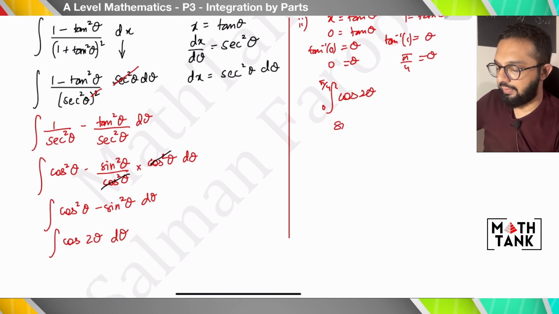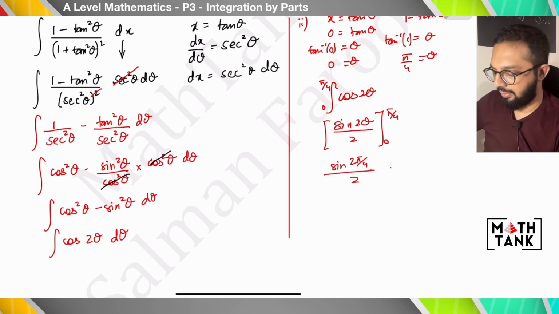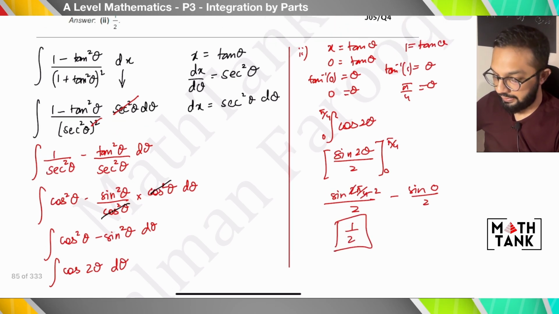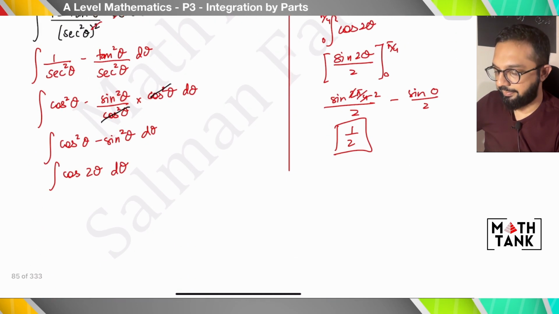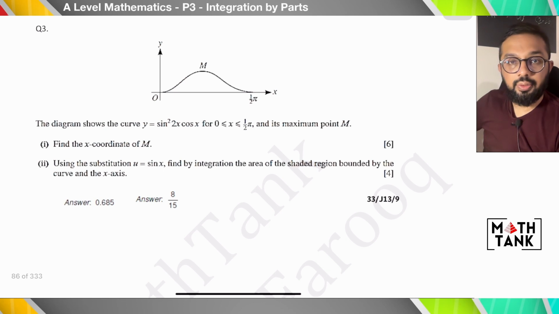Integrating cos 2 theta gives me sine 2 theta over 2 with limits 0 to pi over 4. So sine 2 pi over 4, over 2, minus sine 0 over 2. Sine 2 pi over 4 gives me half. So that is my final answer. And I hope that's correct. Yes, that is indeed correct. Moving on to the next question.